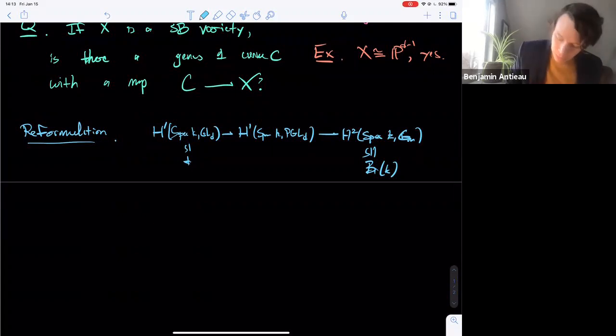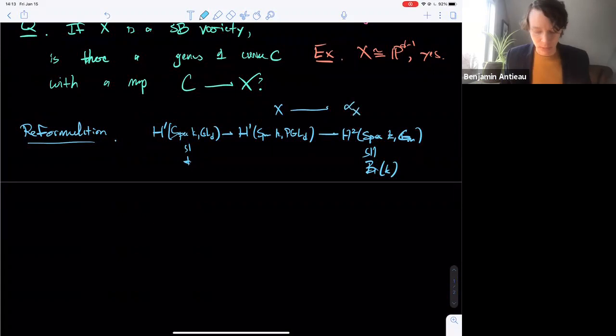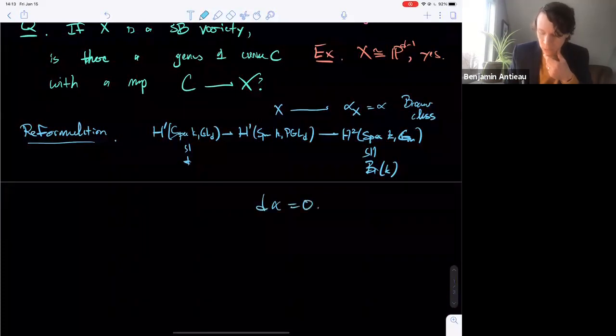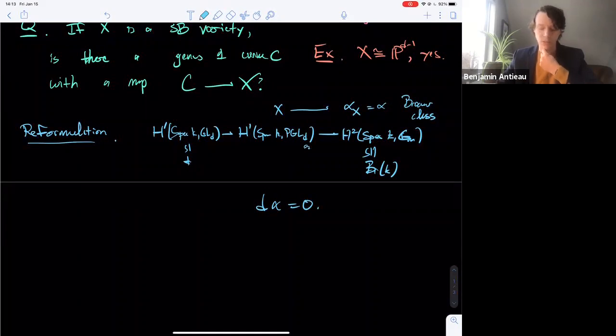So there's an obstruction, alpha_X, called the Brauer class of the Severi-Brauer variety. I'll also often just call that alpha. This is some abelian group, a torsion abelian group. It turns out in this case that d times alpha is zero. So if we have the Brauer class associated to a degree d Severi-Brauer variety, then d times that class is zero. That just tells you a little bit about this.